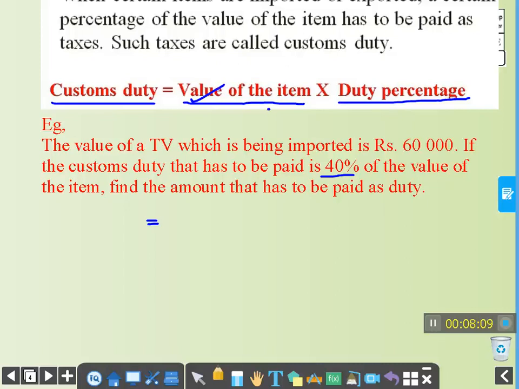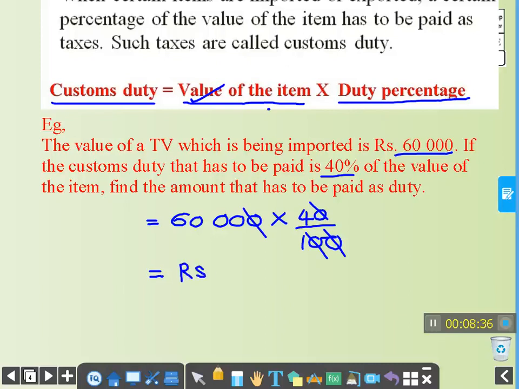The value of the item is 60,000, multiplied by the duty percentage given, 40%. So 40 over 100. Simplify: 0 to 0 cut down. Then 6,000 multiplied by 4 is 24,000. So the custom duty is 24,000.